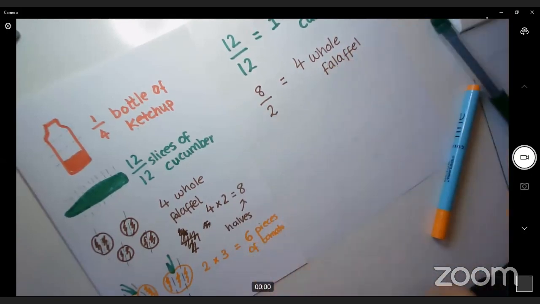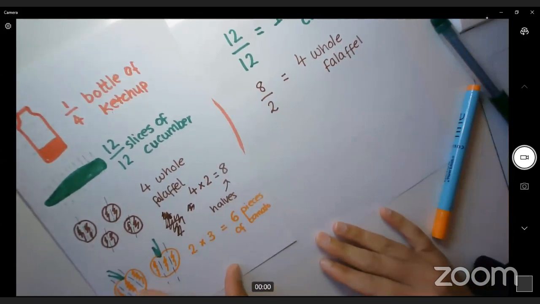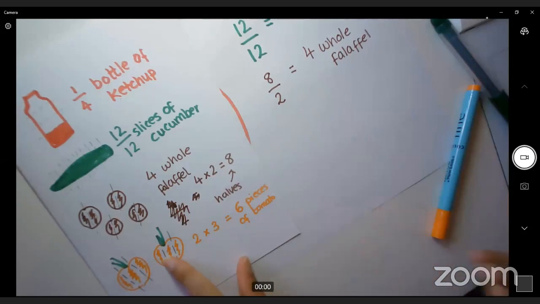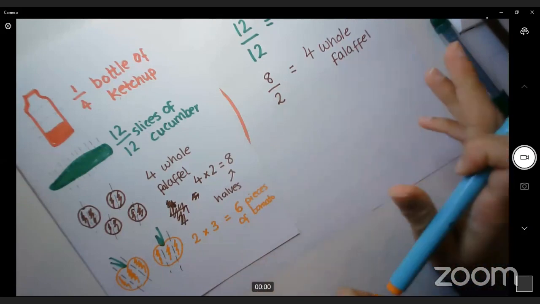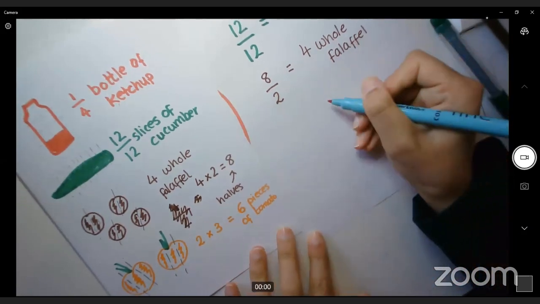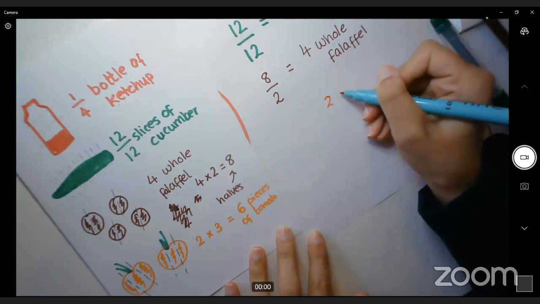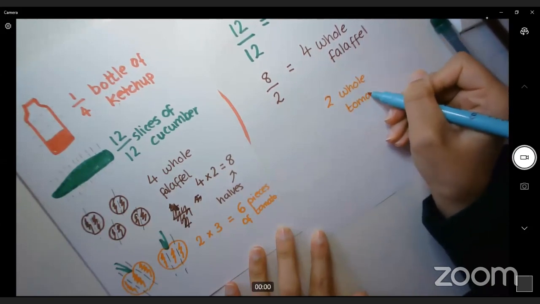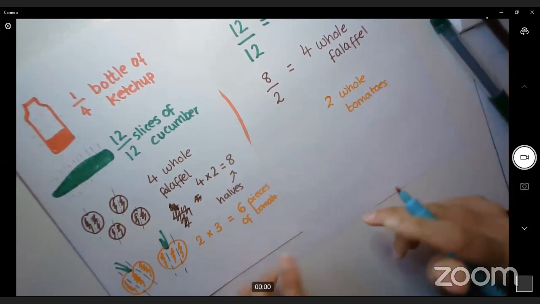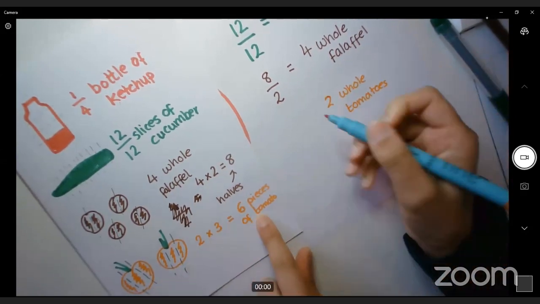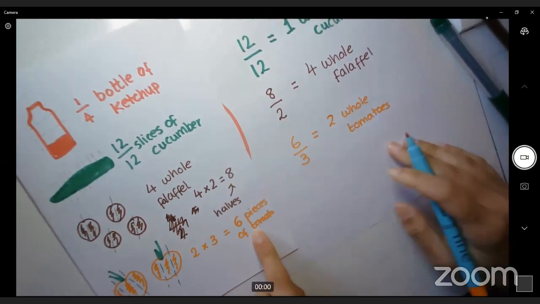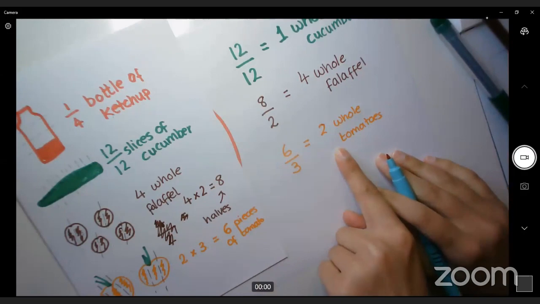Next, I've got some tomatoes. They look like oranges because I've used orange colour, but these are actually meant to be tomatoes. So here I've got 2 whole tomatoes, but I've divided them up into 3 pieces. So I've got 6 pieces altogether, divided up into 3, and that gives me 2 whole tomatoes.